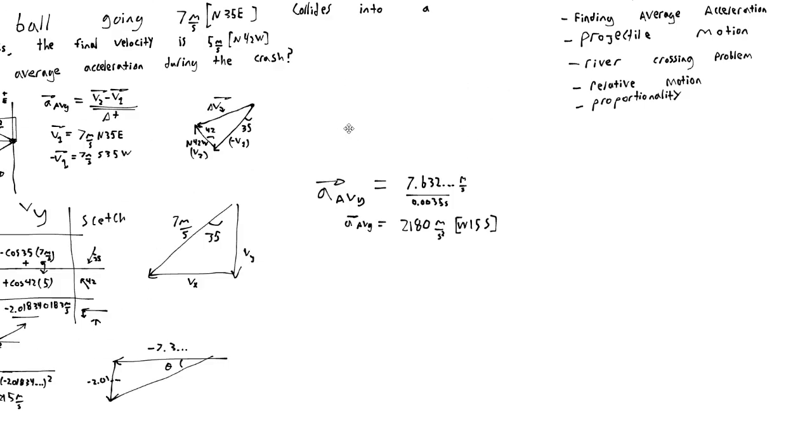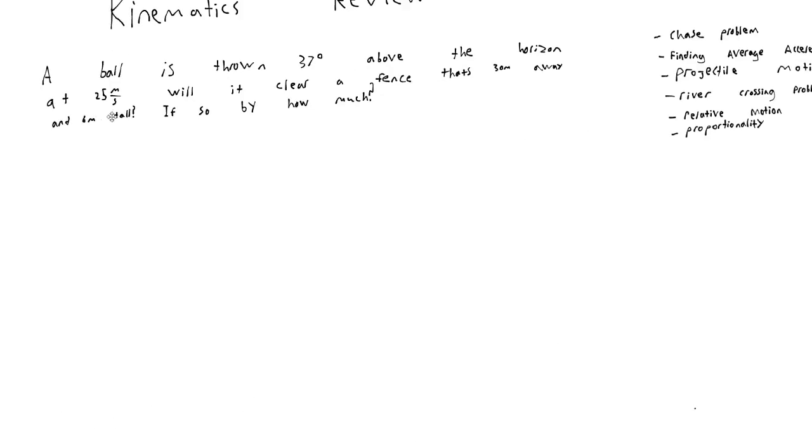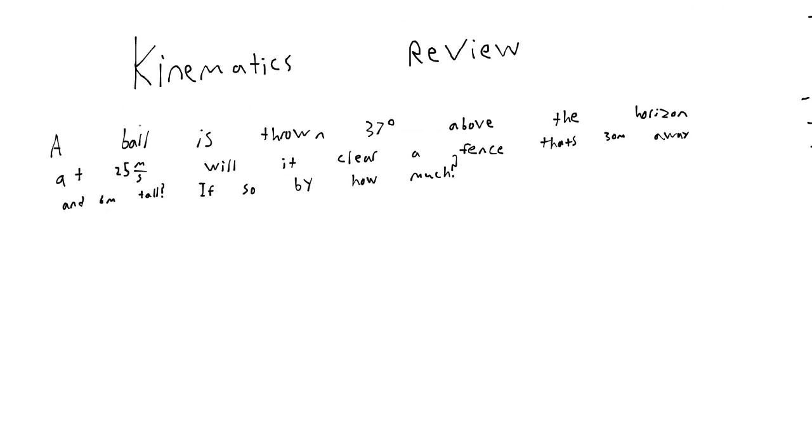Alright, so I'll skip right ahead to the next one. I've got a couple of projectile motion questions. Here is the first one. A ball is thrown 37 degrees above the horizon at 25 meters a second. Will it clear a fence that's 30 meters away and 6 meters tall? If so, by how much?